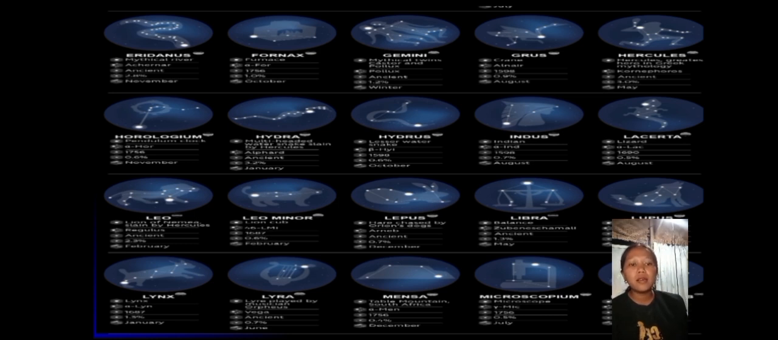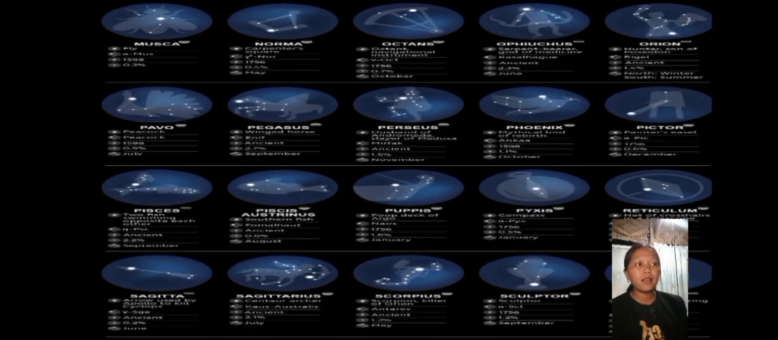Leo is the lion of Nemea, slain by Hercules. Leo Minor is a lion cub, baby lion. Lepus is chased by Orion's dogs. Libra, balance. Lupus is a wolf. Lynx. Lyra is a lyre played by the musician Orpheus. Mensa, Table Mountain, South Africa. Microscopium is a microscope. Monoceros is the unicorn.